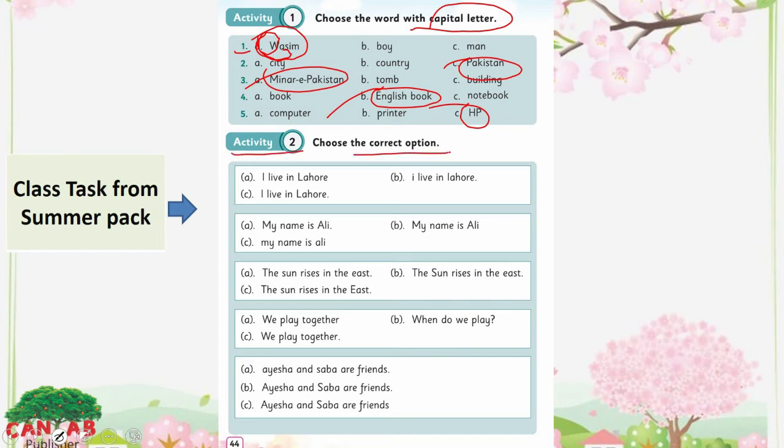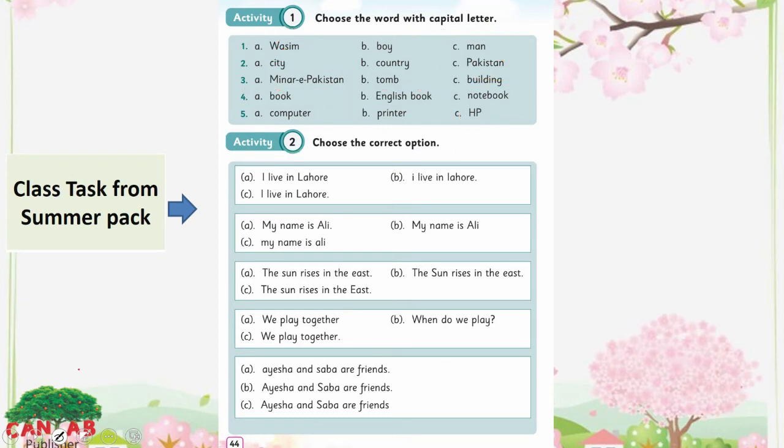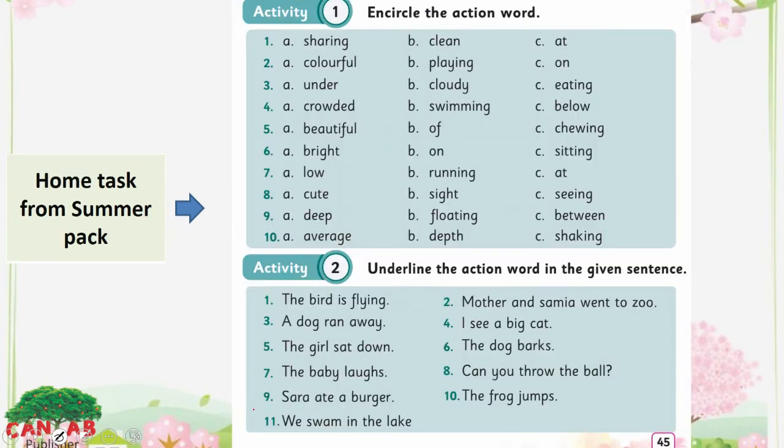The activity to choose the correct option. So which one is correct here? Yes, this one is correct here because I is capitalized, L is capitalized because it's a specific name of a city, Lahore, and we have, yes, full stop at the end. We don't have the full stop in this one, and the letters are not capitalized in this one. Look here, this one, my name is Ali. Which one is correct here? Yes, this one here, A. The first letter of the first word is capitalized. Ali is a specific name, A is capitalized, and we have full stop here. I want you to do the remaining sentences by yourself. Identify the correct option from these. This is your home task from Summer Pack.